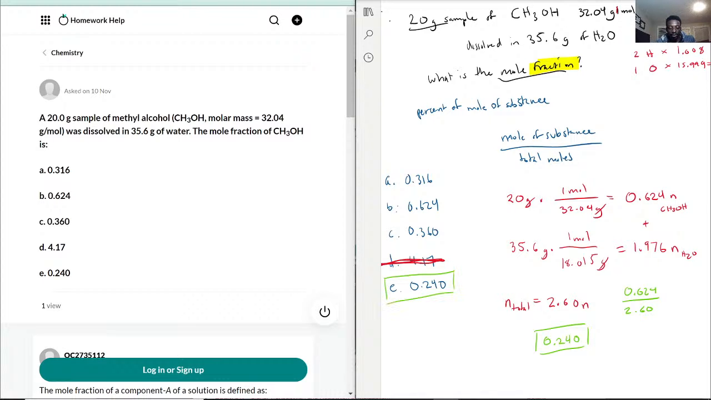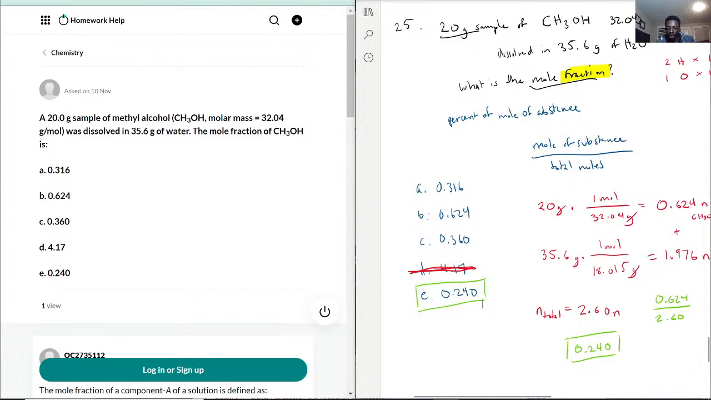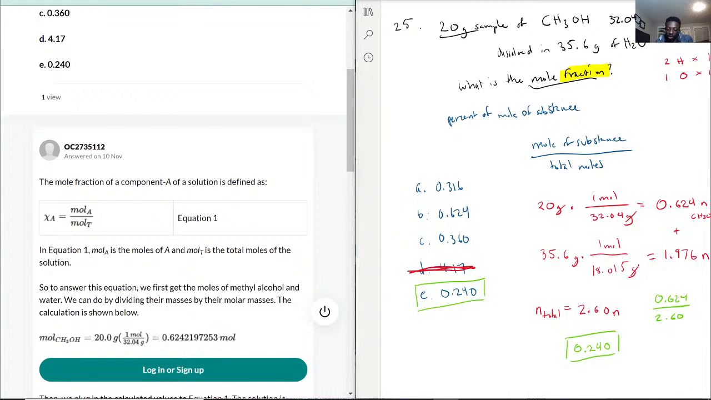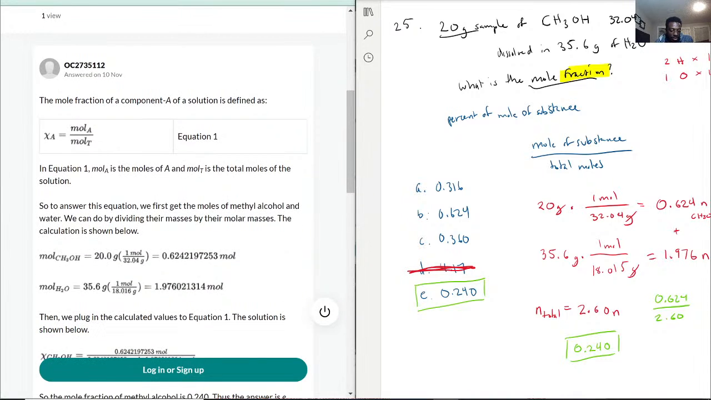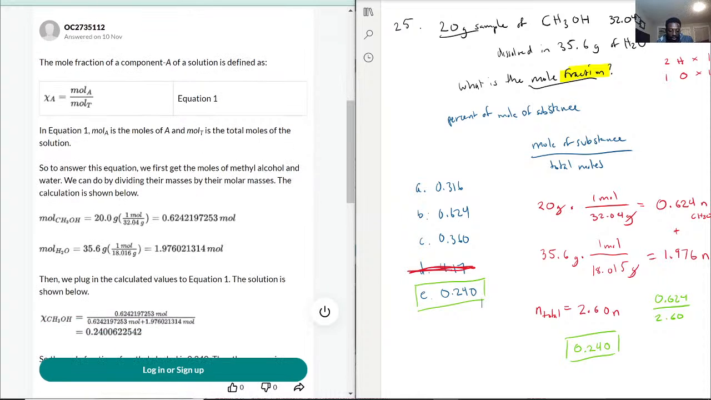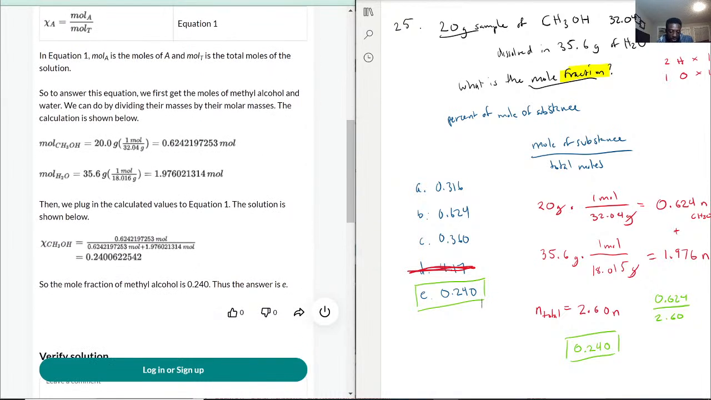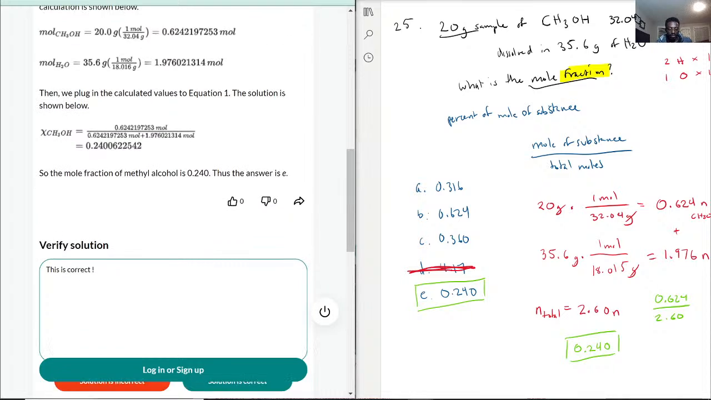And the reason why I even talked about crossing out these is because sometimes you can work a lot better when you have fewer options to choose from. Okay. So moles of exact substance over total moles. They found the moles of the methyl alcohol and water, then added them together, and yep, 2.40, and they got the answer is E. So this is correct as well.